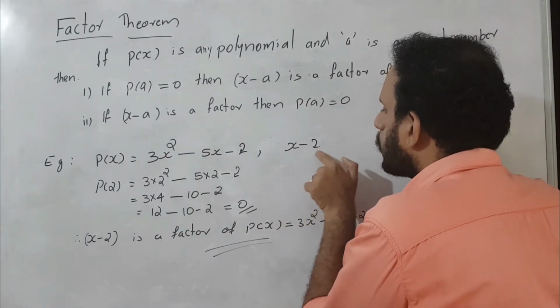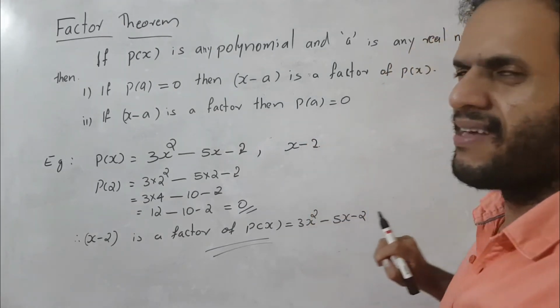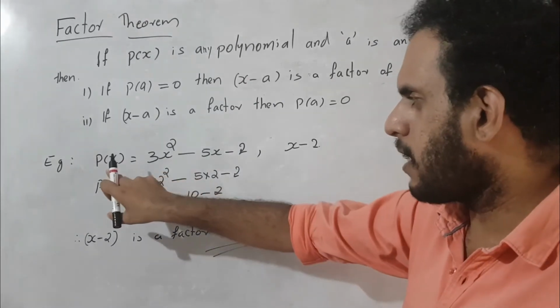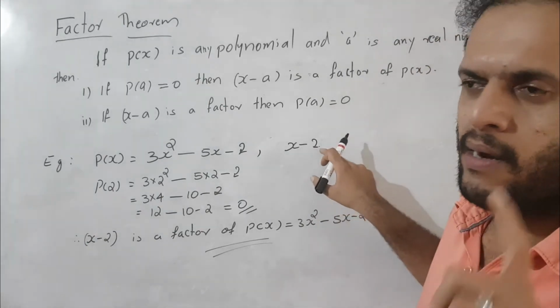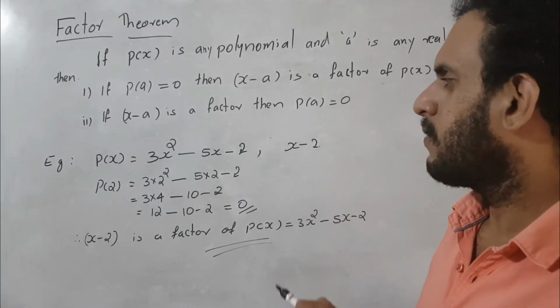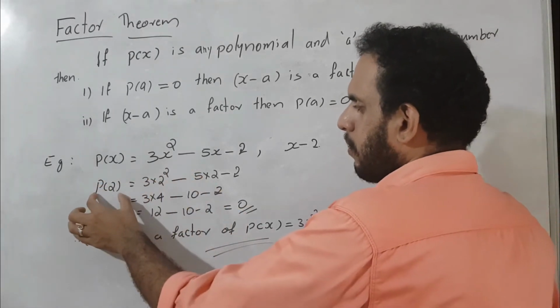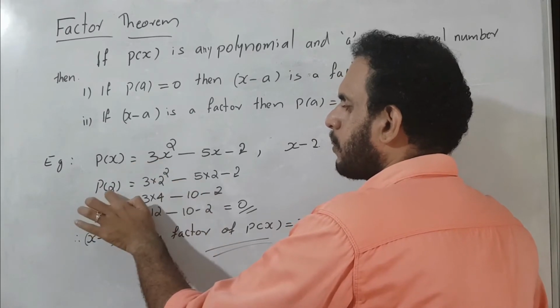x minus 2. Instead of a, here we are using the number 2. x minus 2, then what is the remainder? Remainder is p of 2. If we divide the p of x by x minus 2, what is the remainder? Remainder is p of 2. Then we know how to find the value of p of 2. Then p of 2 is equal to, in this p of x, instead of x we substitute 2.